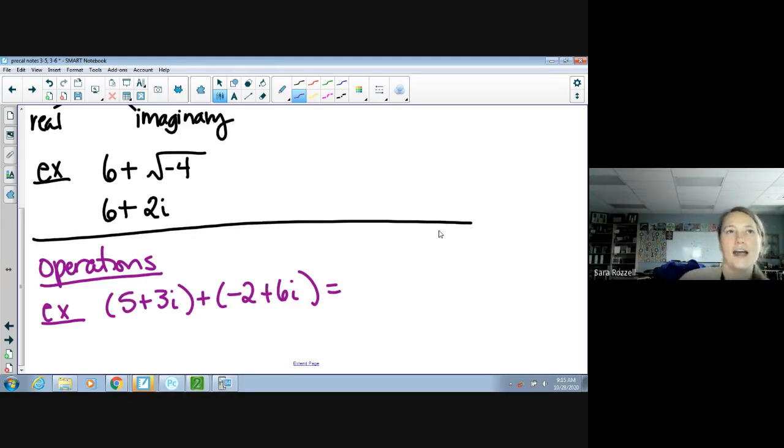If you're adding or subtracting, essentially we're just combining like terms. Real parts combined with real parts, imaginary parts combined with imaginary parts. So if I had 5 plus 3i plus -2 plus 6i, my real 5 and -2 combine to make 3. And 3i and 6i combine to make how many i's? 9i, thank you.